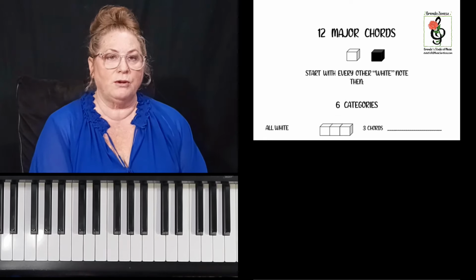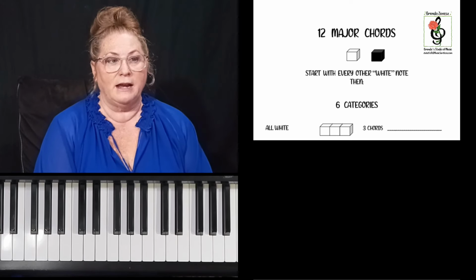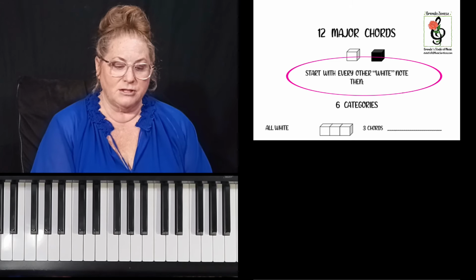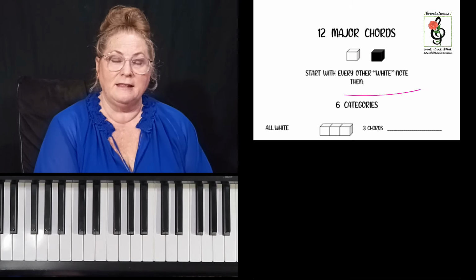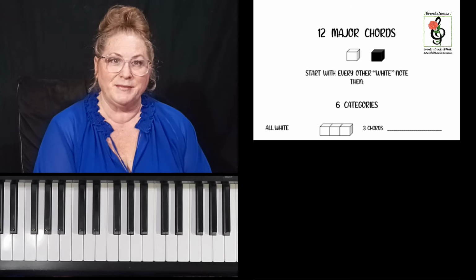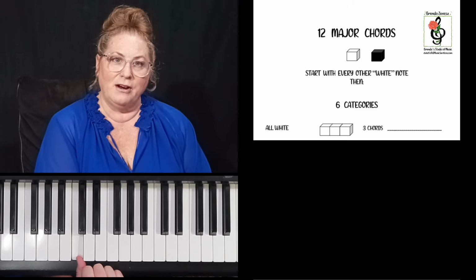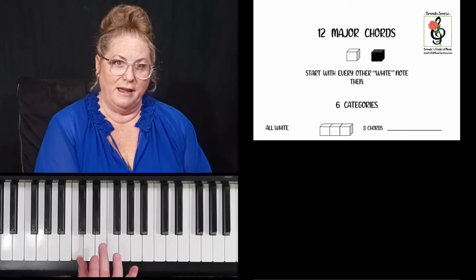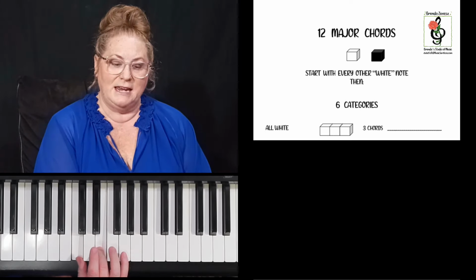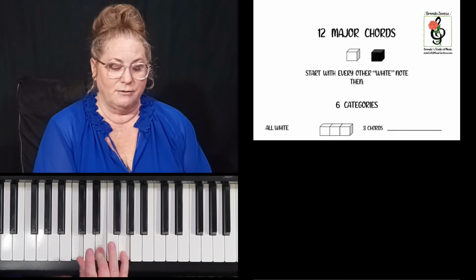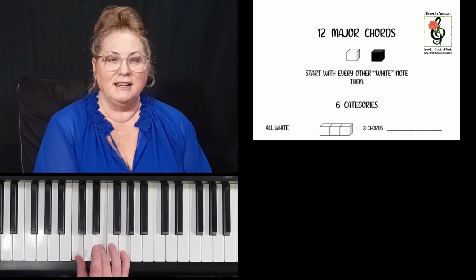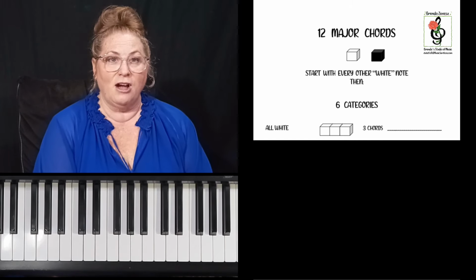So the first rule to finding any major chord is to be able to start with every other white note, the lowest note being the name of the chord you want to name. So if it's a C chord, you're going to play every other white note starting on C going up. So you have a C, E, and G, just every other white note. So you're skipping a white note in between. C, E, and G. Now in the chord family that is the all white keys, you have three chords.